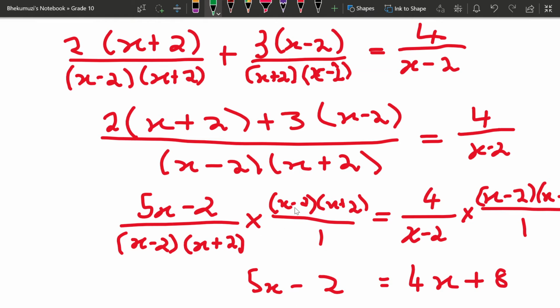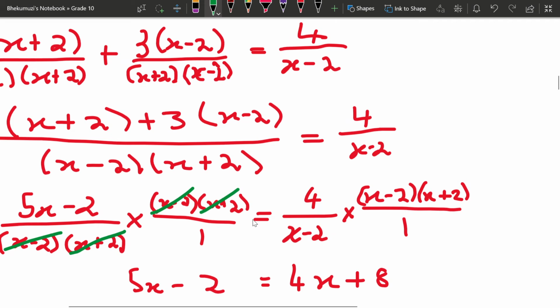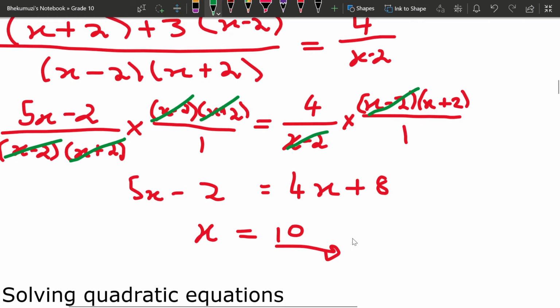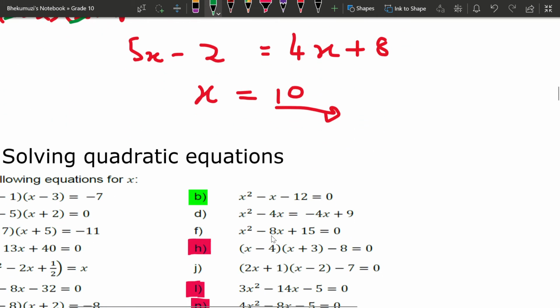But now you still have a denominator, and you want to get rid of it, so you multiply by x minus 2 times x plus 2, right? You multiply it, and this will cancel each other out, and then you'll be left with 5x minus 2. And remember, if you do it on the left hand side, you must do it on the right hand side, and here you have x minus 2, you cross that out, and you'll be left with 4 times x plus 2, and that will give you the final answer of 10. Okay, so that's one of the methods that you could do.